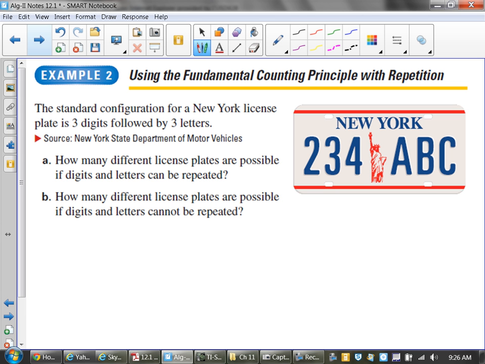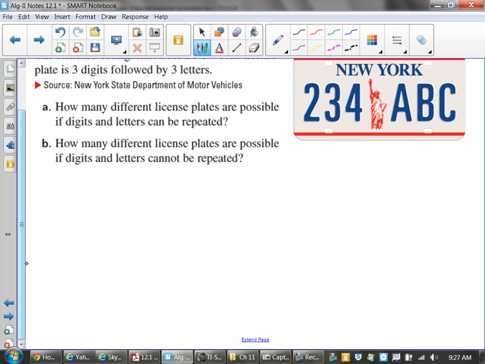What's on a plate in New York? So let's say that in New York you have 3 digits and 3 letters. Well, how many different options can you get? If it's digits, how many digits are there? Ten. 10 digits, and how many letters? 26. So for the first part then, if you can repeat them, 17,560,000.